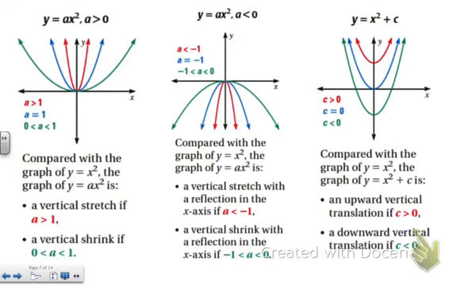Okay, so to summarize, if we have y equals ax squared where a is greater than 0, it's going to make our graph skinnier when a is greater than 1. So when it's a whole number, that's when it's going to get skinnier. When it's a fraction, or in other words, it's greater than 0 but less than 1, that's where it's going to get wider.